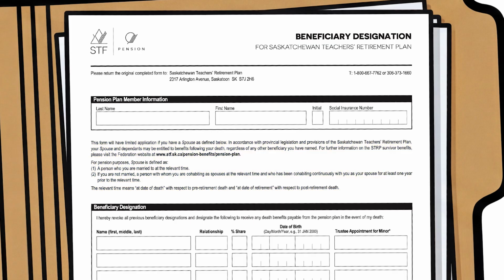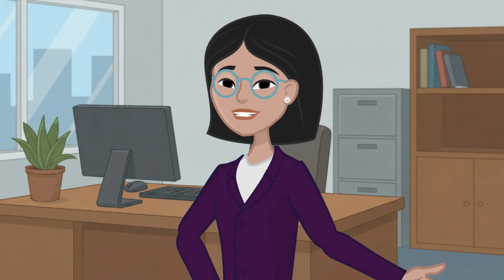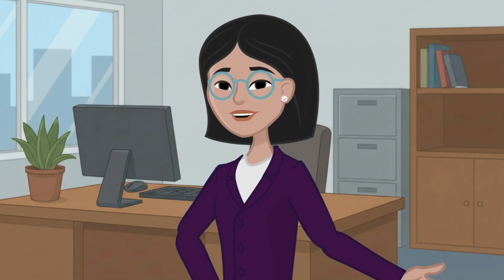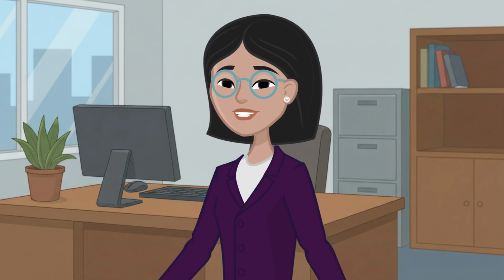You can name whomever you choose on the form, but it will have limited application if you have a spouse, as defined in this section. Members can choose to name their spouse or anyone else on this form. Please note that the spouse at retirement is an automatic beneficiary for the 60% joint and survivor pension if the member selected a joint and survivor pension.